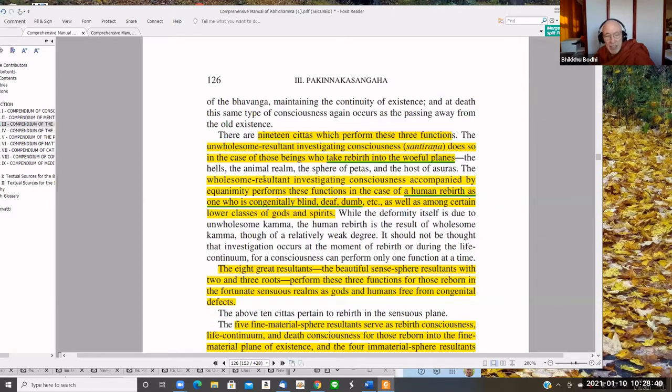So a human rebirth is always the result of a wholesome karma, but this wholesome resultant investigating consciousness is a relatively weak rebirth consciousness because it is rootless. It doesn't have any of the beautiful roots. And so that particular disability itself will be the result of unwholesome karma, like being born blind, deaf, and so on. But the human rebirth itself is the result of wholesome karma. But in this case, it's a relatively weak, wholesome karma.